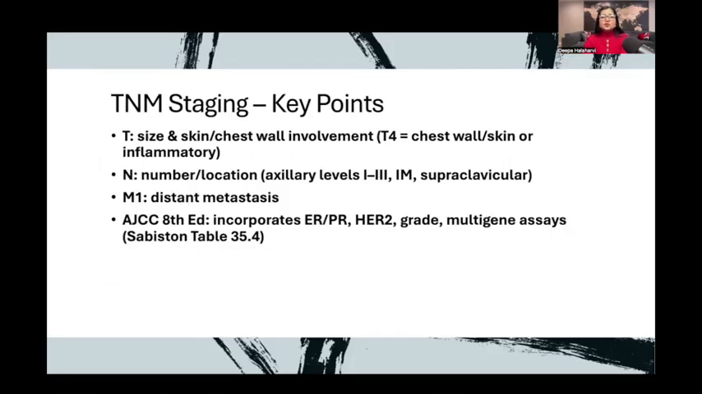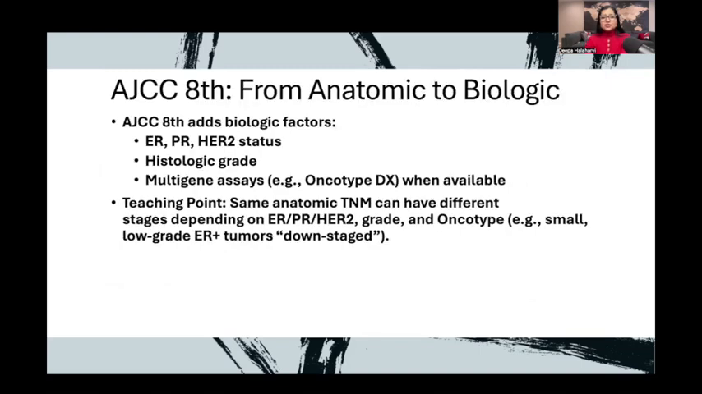So there's TNM, tumor nodal size metastasis. There's the AJCC 8th edition, which incorporates the hormone receptors, so estrogen, progesterone, HER2/neu, grade, also multi-gene assays. This is all in your Sabiston. And also Oncotype DX is incorporated into the AJCC 8th staging. And so the same anatomic TNM can have different stages depending on the hormone receptor status and the Oncotype status.